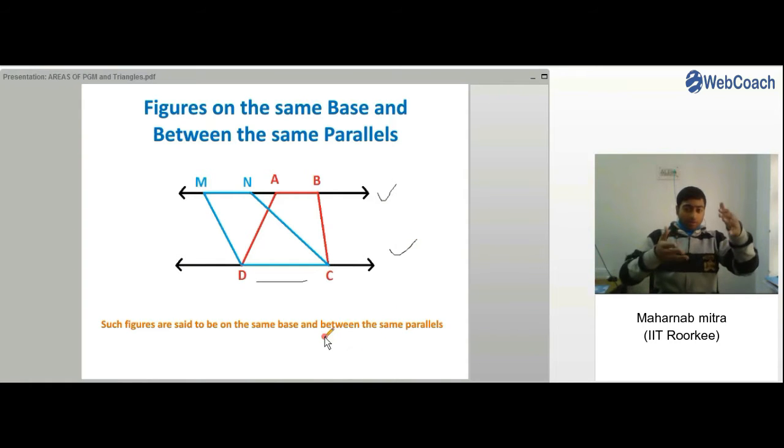Such figures where both of them have a common base and both have the same height, or are between the same parallels, are called figures on the same base and between the same parallels. And of course the heights are the same, because for lines which are parallel, the perpendicular gap between these two parallel lines is always constant. So the height for these figures is also constant.